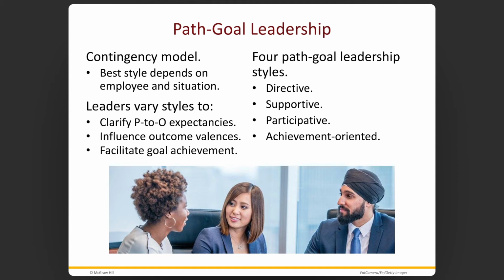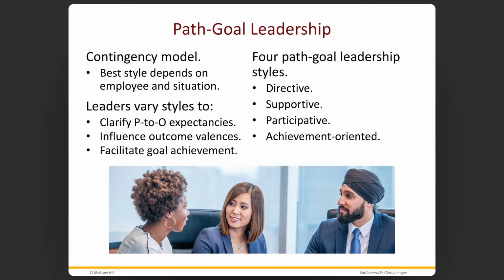There are four path goal leadership styles, if you will. There's the directive, the same as task-oriented leadership. You clarify your performance goals, and it becomes a means to reach those goals and performance standards. There's supportive, the same as people-oriented leadership: friendly, approachable, makes work pleasant, shows respect and concern. There's participative, where the employee is involved in the decisions. Leaders consult with employees, ask for suggestions, and apply ideas.